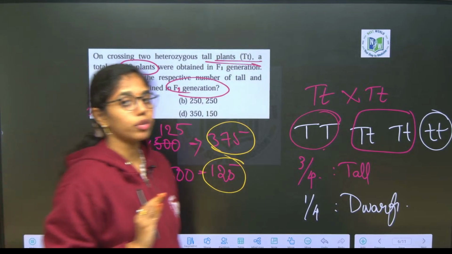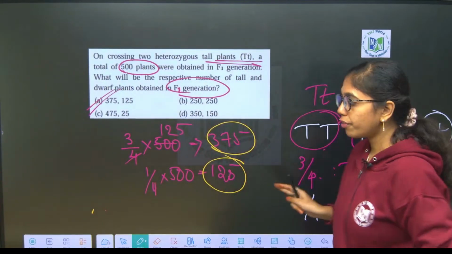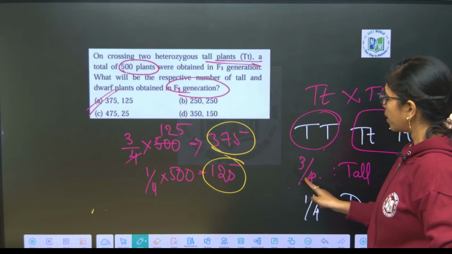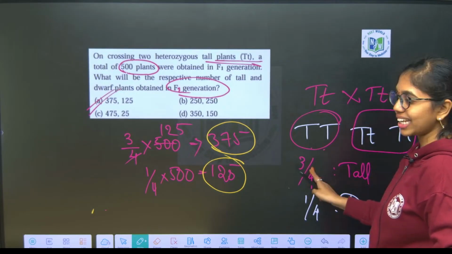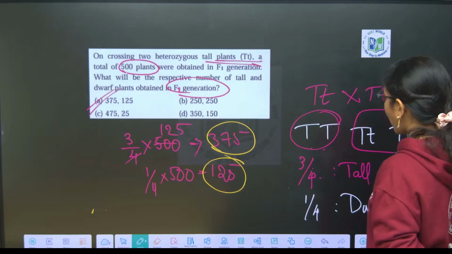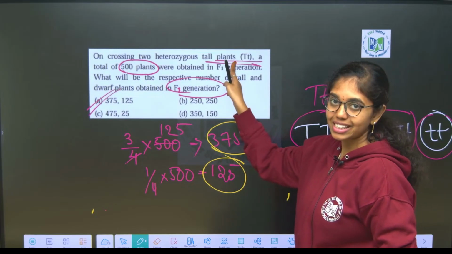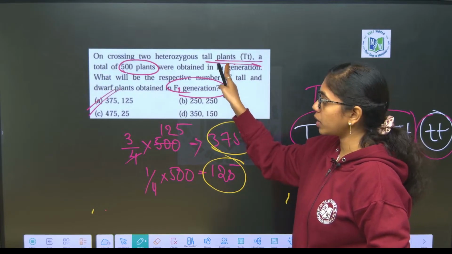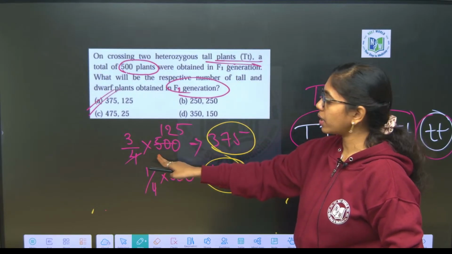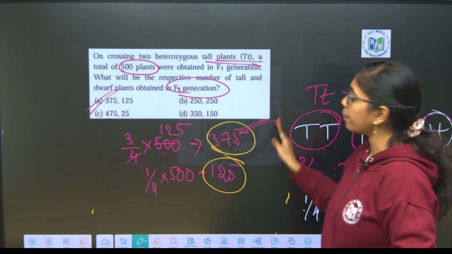This is how you have to calculate. Amongst 4 offsprings, the probability of tall plants is 3/4 and the probability of dwarf is 1/4. You have to multiply it with the total offsprings, that is, the total number of plants given in the question. Just multiply by the total plants and you will get the number of offsprings.